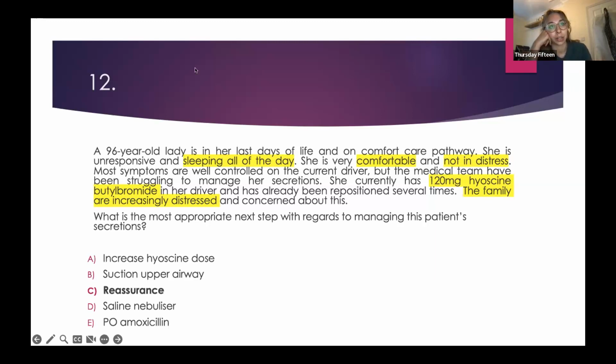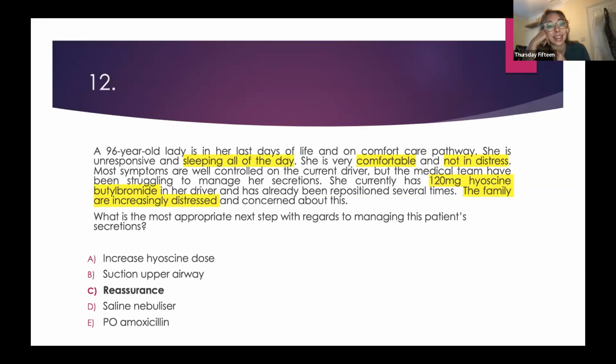Reassuring the family is the correct answer, because it clearly states the patient's comfortable and the issue is with the family's anxiety. So reassuring them that the patient is so comfortable that they don't even want to clear their secretions, and that they're just letting them sit there and they're not bothering them at all, is the right thing to do.